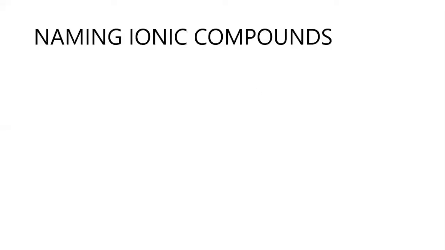Welcome ulit. Tayo ay nasa part 4 na ng lecture. Naming ionic compounds. Ionic compounds are compounds composed of a cation and an anion.